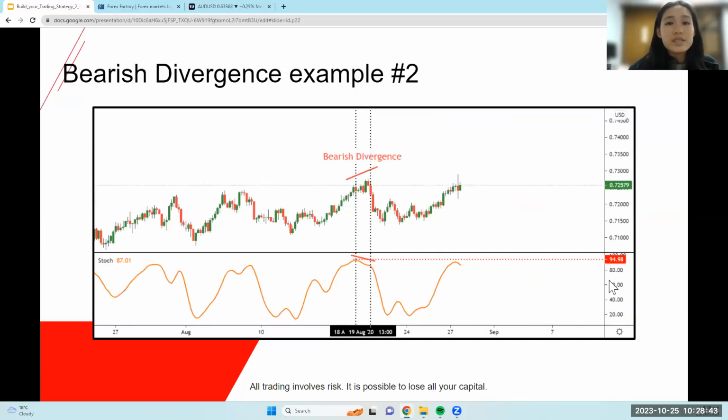Another example here, but this one is just on a smaller scale. You can see that even if the difference in price is pretty small, it can also work. For stochastic, it's giving us a lower high, and on the price chart it's making a higher high. So we can expect price to continue to drop.